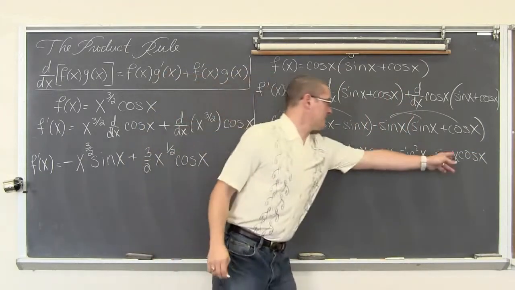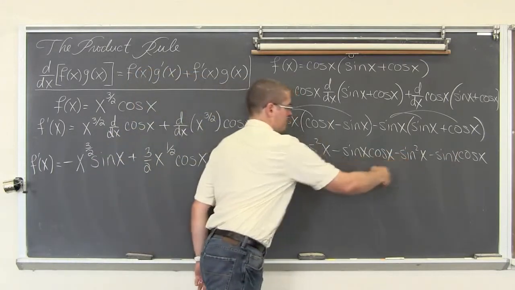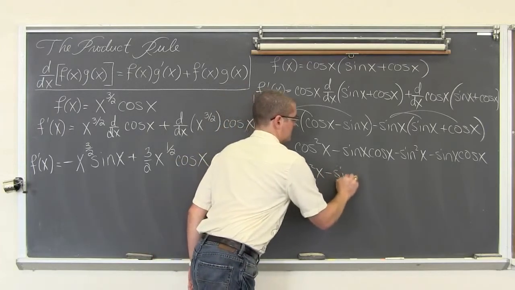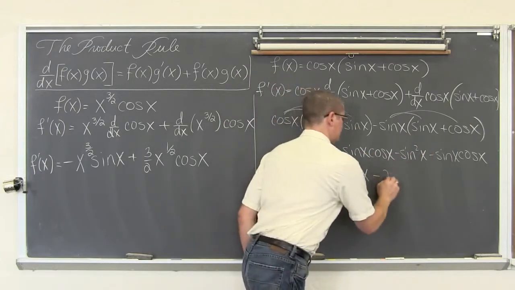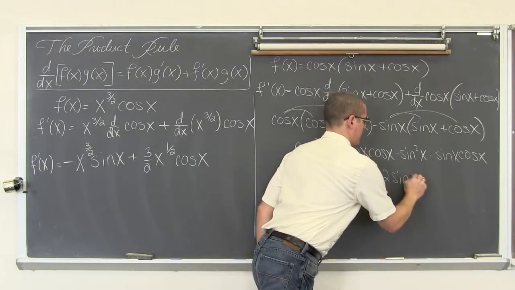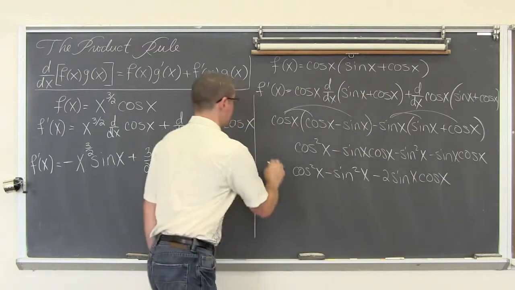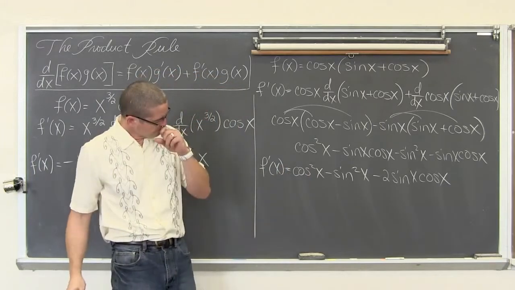We have like terms here. We have two sine x cosine x terms. So I'm going to bring the sine squared over. So we have cosine squared x minus sine squared x. And then negative 1 and negative 1 makes negative 2 sine x cosine x. And that is the derivative of x.